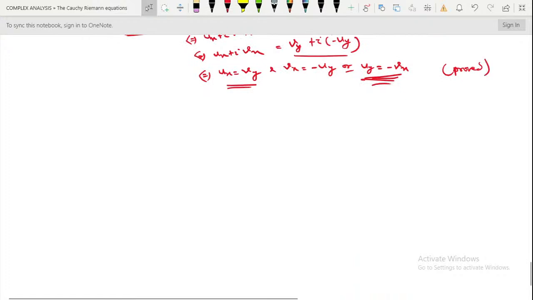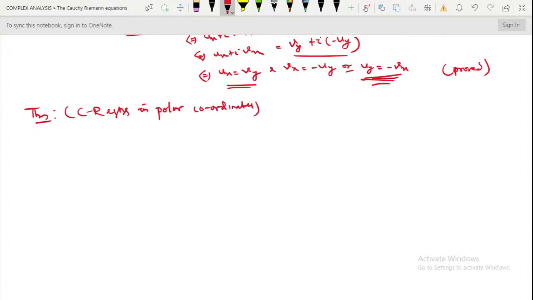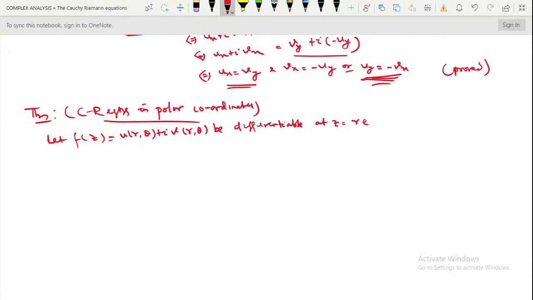Now comes the Cauchy-Riemann equations in polar coordinates. This is another form of the Cauchy-Riemann equations. So let f(z) = u(r,θ) + i v(r,θ) be differentiable at z, where z means r e^{iθ}. This is z in polar form.